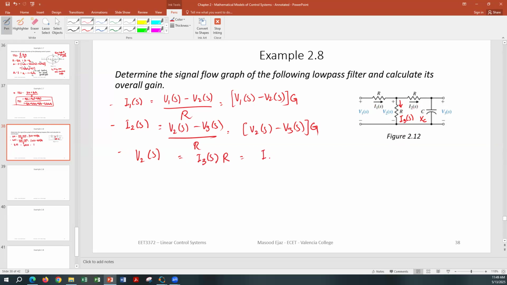Because our signals are I1 and I2, I'm going to write this down in terms of the signals that we have: I1S minus I2S times R. And finally, our last signal is the output, which is V3S, which is simply I2 going through the capacitor, and the voltage across the capacitor is V3. So I2S times X.